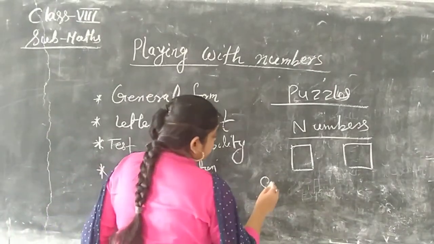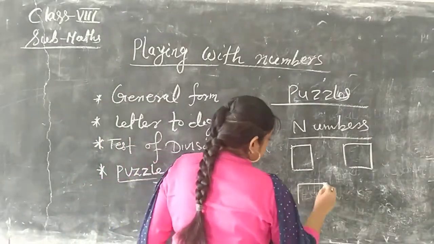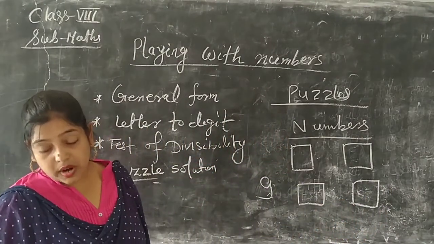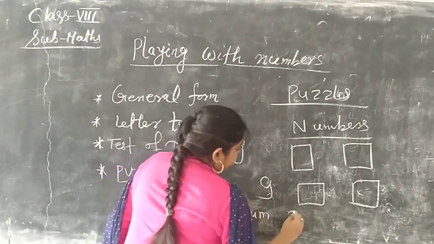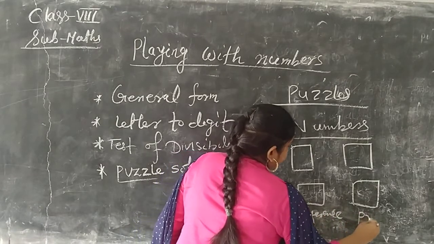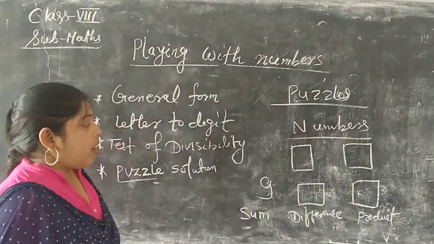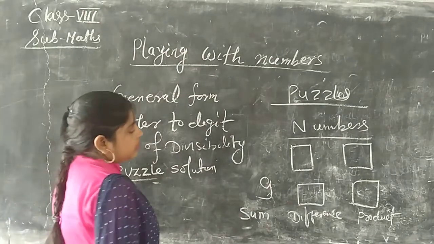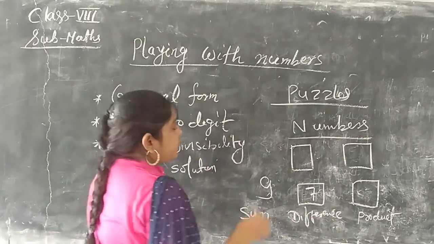And the value is just like 9. So we find out what the numbers are. There is the sum, there is the difference, and there is the product. So how can we find the numbers? So the question is, if the difference is 7, we find out.